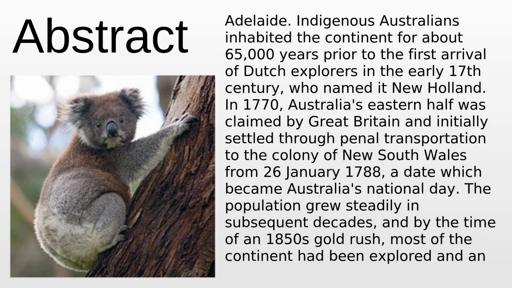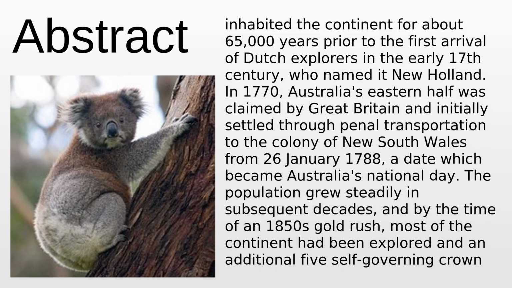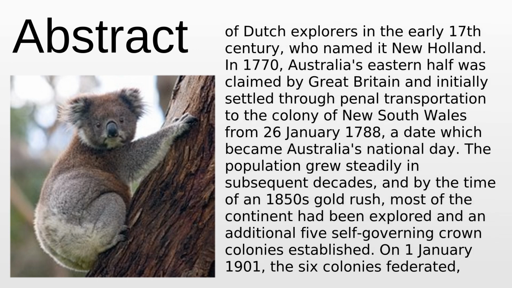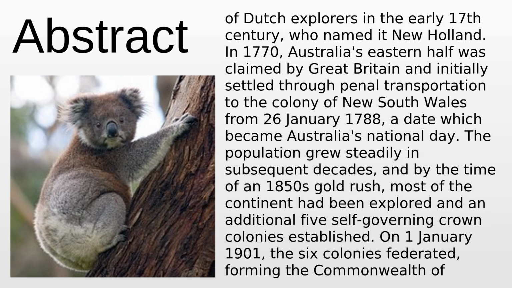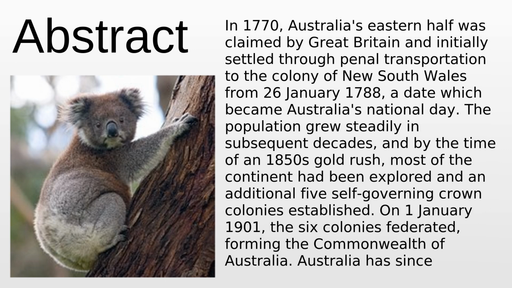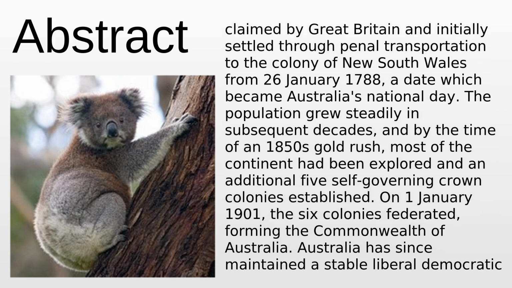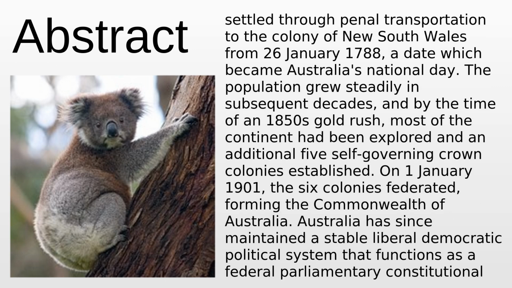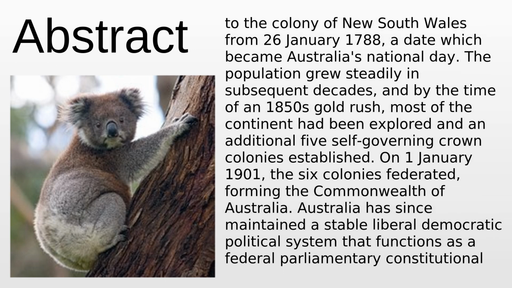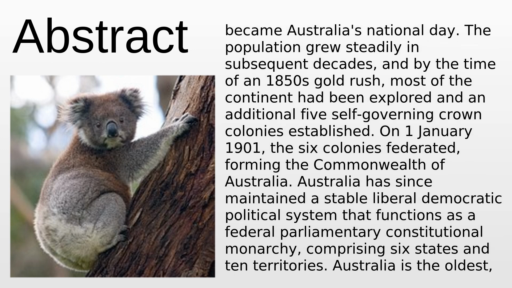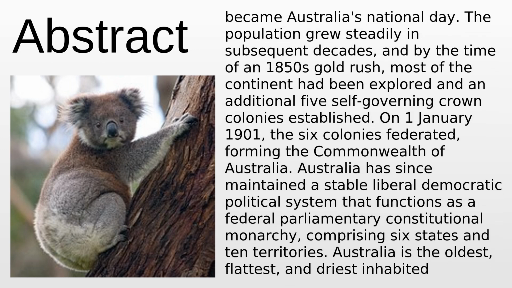Indigenous Australians inhabited the continent for about 65,000 years prior to the first arrival of Dutch explorers in the early 17th century, who named it New Holland. In 1770, Australia's eastern half was claimed by Great Britain and initially settled through penal transportation to the colony of New South Wales from the 26th of January 1788, a date which became Australia's National Day.